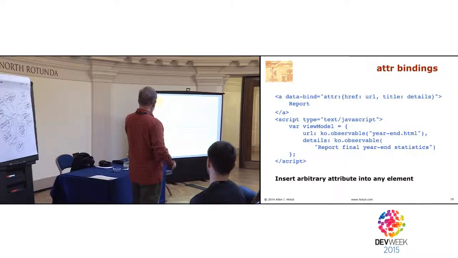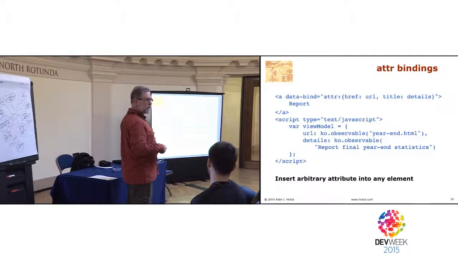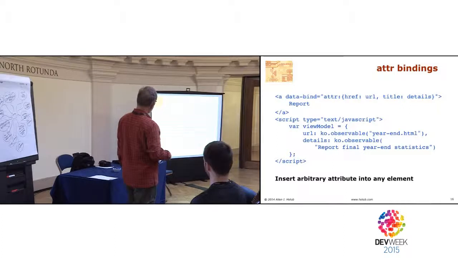Now let's look at attributes. That's an interesting one also. So here I have an anchor element that is bound to an attribute using the attr binding. Now, you'll notice that everything in the anchor element is part of that binding. In other words, there's no href attribute in the A element itself. So the way this is going to work is Knockout is going to supply href and title attributes to this anchor element.